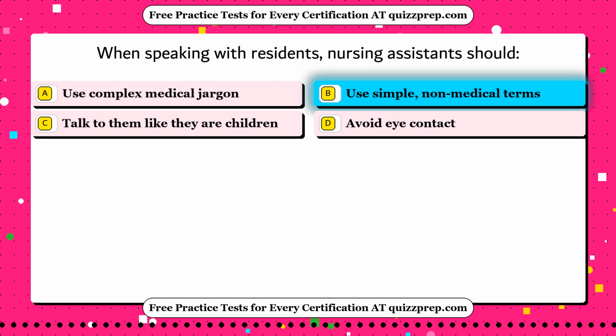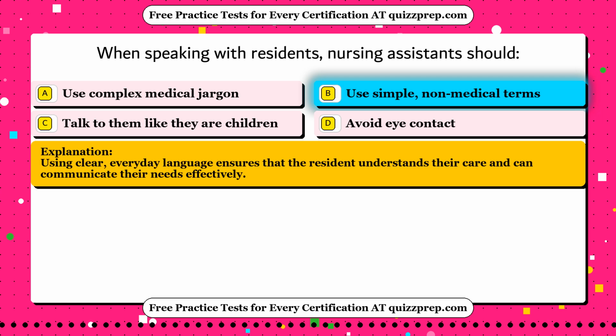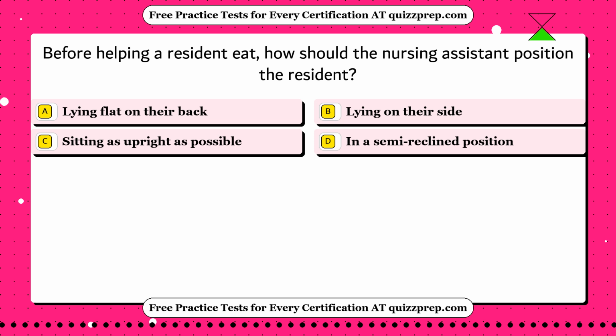The correct answer is option B. Use simple, non-medical terms. Using clear, everyday language ensures that the resident understands their care and can communicate their needs effectively. Question 12. Before helping a resident eat, how should the nursing assistant position the resident?